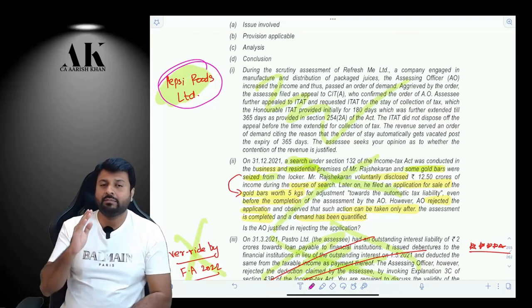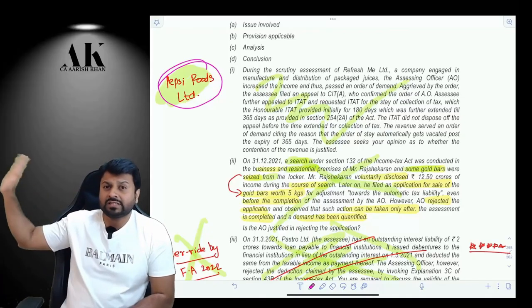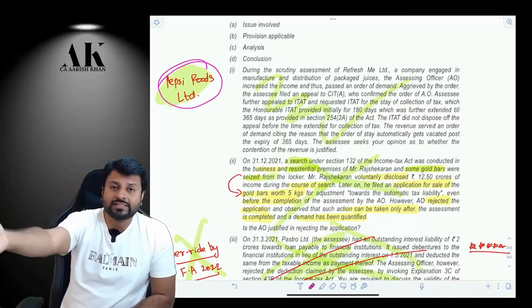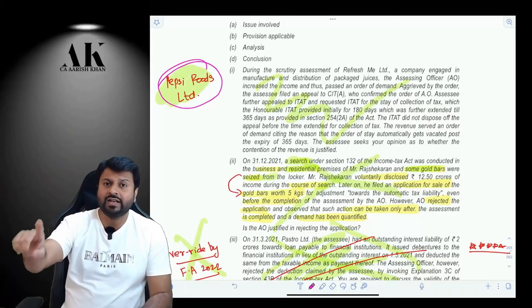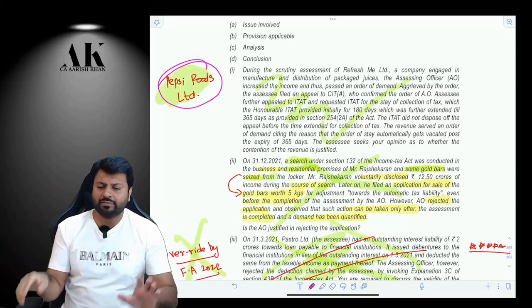It said that up to 365 days, the ITAT can extend the stay. But if beyond 365 days it is not the mistake of the SSE, but the mistake of the ITAT, which is not able to close the matter, then they can also extend the stay beyond 365 days. It can be extended beyond 365 days if the delay is attributable to the ITAT. Yes, if the delay is attributable to the SSE, then it cannot be extended beyond what?